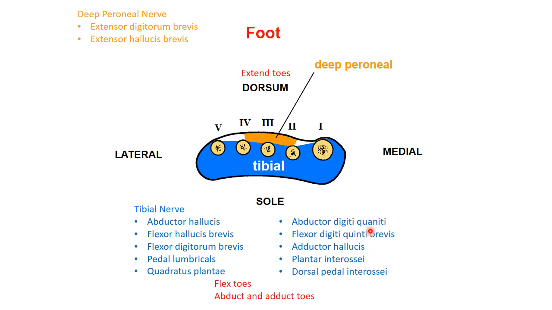That should say quinti. And then we have interossei muscles, just like in the hand, that are going to abduct and adduct the toes. Quadratus plantae that we'll see, as well as some lumbricals, just like in the hand. So don't worry about those. We'll study their action and insertion and origin in lab, but just know that those are all innervated by the tibial nerve in the sole of the foot as we go along.